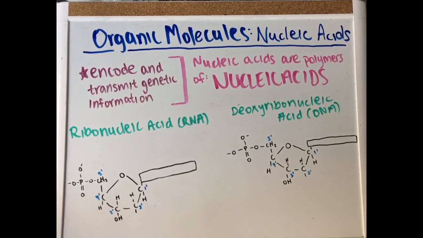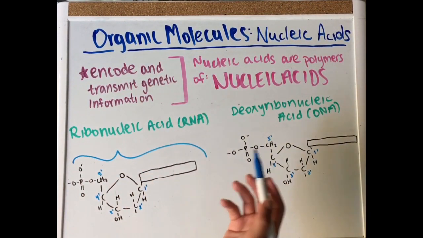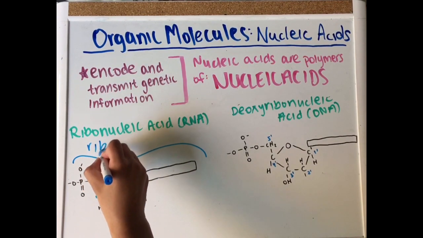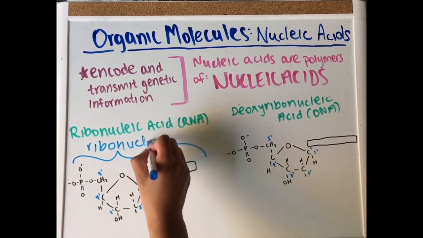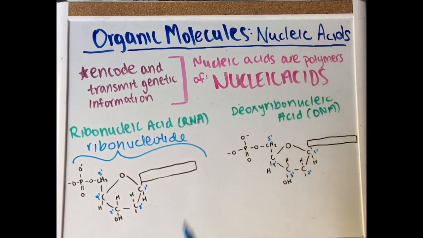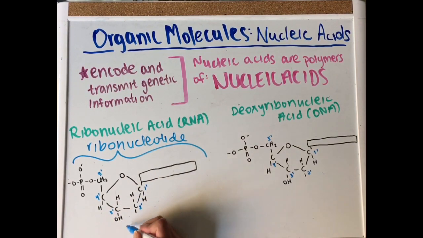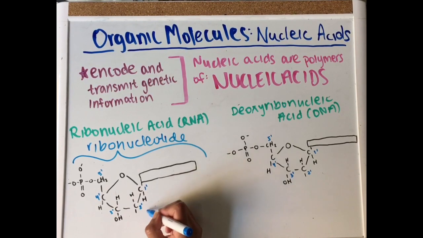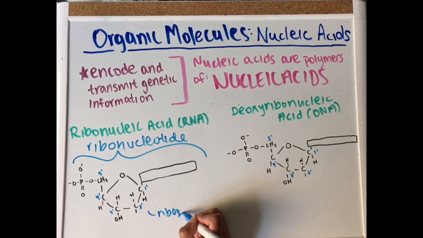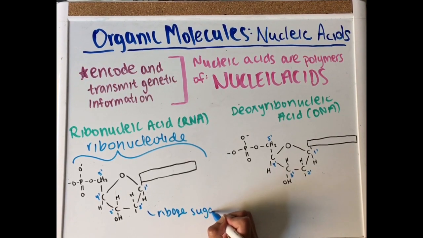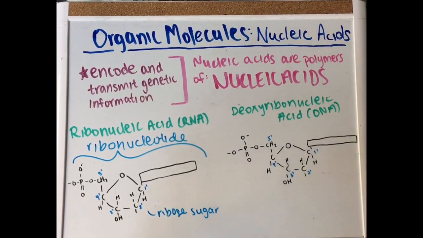Here is a diagram of what it would look like, and we can fill it in. So the whole thing is the ribonucleotide. And there are three units that make it up. So the first one, this is the ribose sugar. So this whole thing is the ribose sugar. And you can see by the name it's ribonucleic acid.